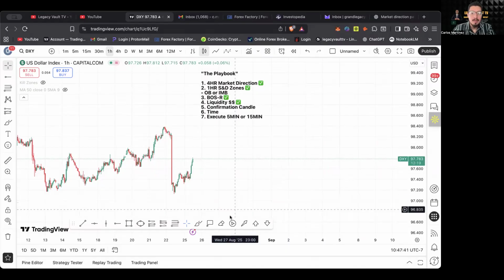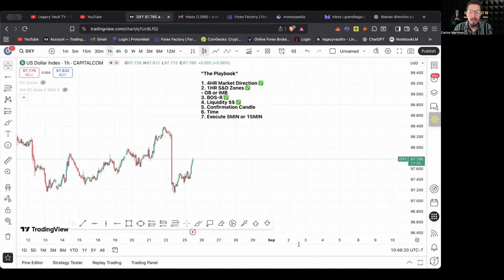Now, before we dive into it, let's define what is liquidity. What is liquidity? What's the whole purpose of it? Liquidity in trading is the availability of buy and sell orders in the market. It shows how easily price can move without big slippage. High liquidity equals smooth movement, tighter spreads, like in major forex pairs. Low liquidity equals choppy movement, wider spreads, especially in exotic pairs, penny stocks. So that is liquidity in trading.